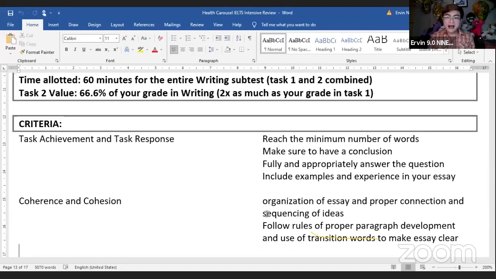So let's talk about acceptable connective words in writing tasks. When you start with your first argument in the body of your essay, will you please type in the chat box, what are sample connective words that you may possibly use to start with the body of your essay? May I see your comments on the chat box? How do you start the body of your essay? What connective words do you use?